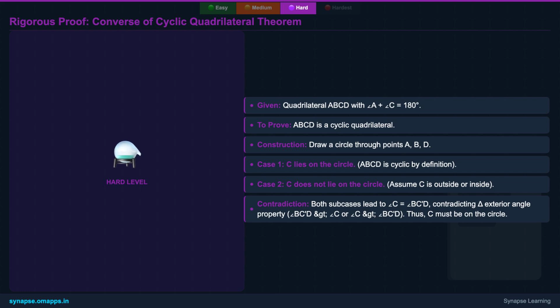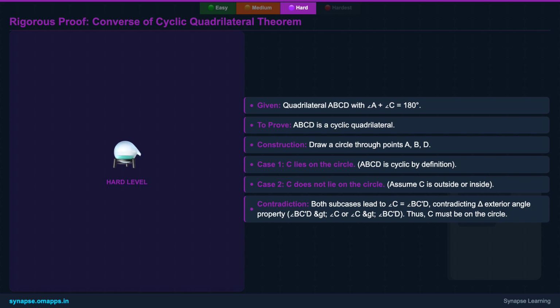We start with a quadrilateral ABCD where we are given that one pair of opposite angles, say angle A and angle C, sum to 180 degrees. Our goal is to prove that ABCD must be a cyclic quadrilateral. We begin by constructing a circle that passes through three of the vertices, A, B, and D. This is always possible. Now, we consider two main cases for the fourth point, C. Case 1 is simple. If C happens to lie on this circle, then ABCD is cyclic by definition, and our theorem is proven.